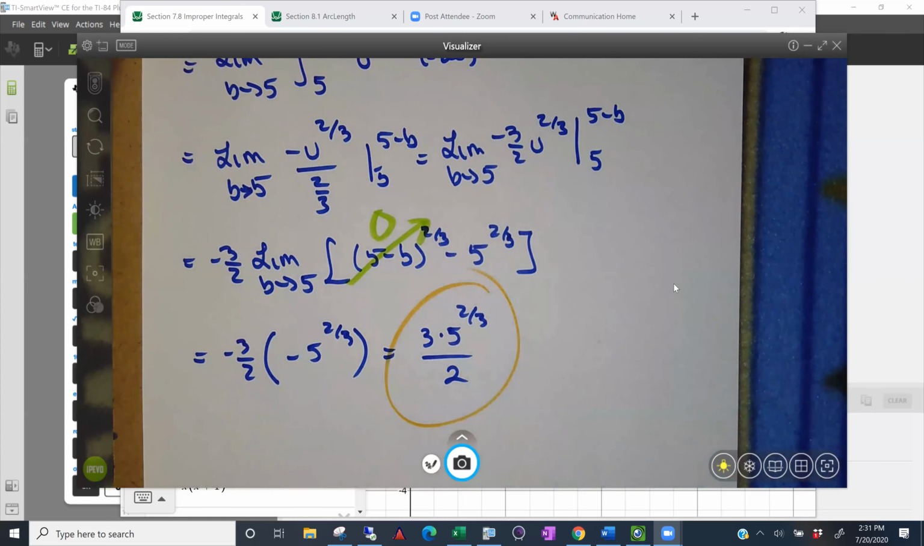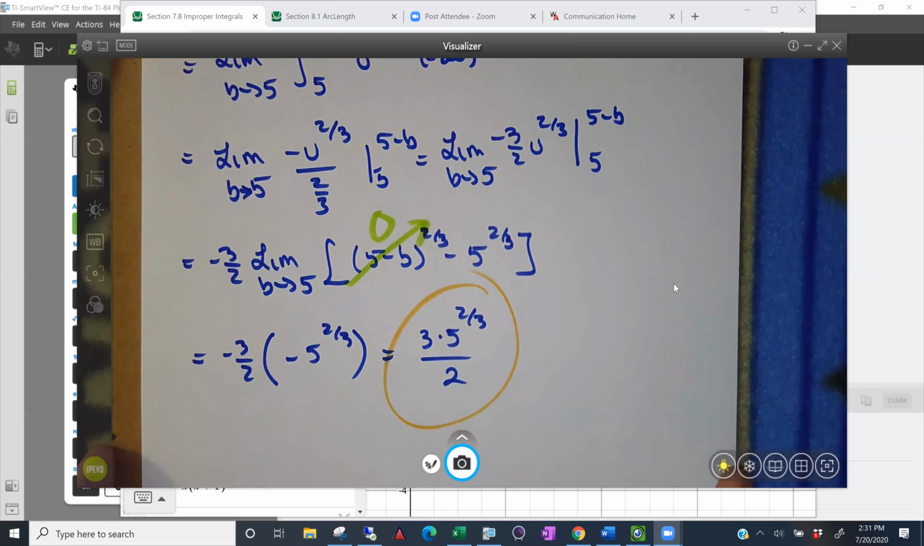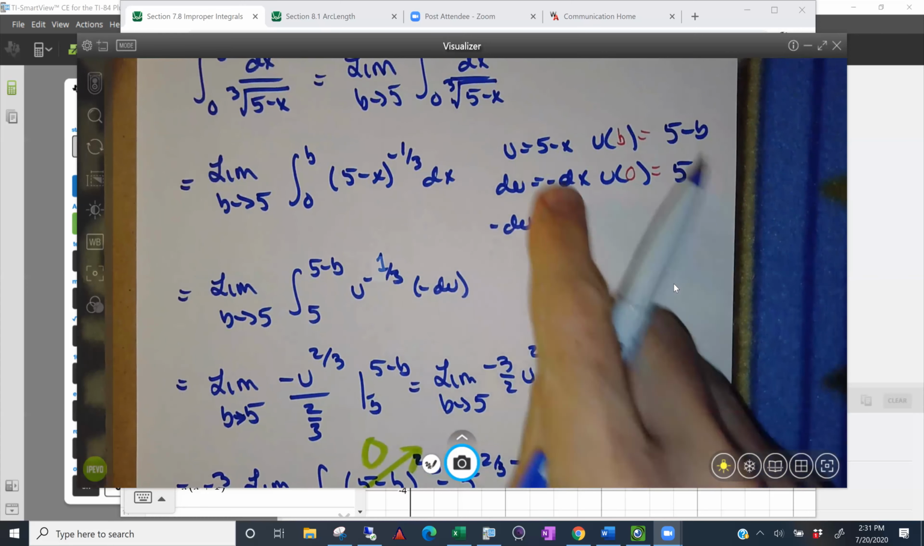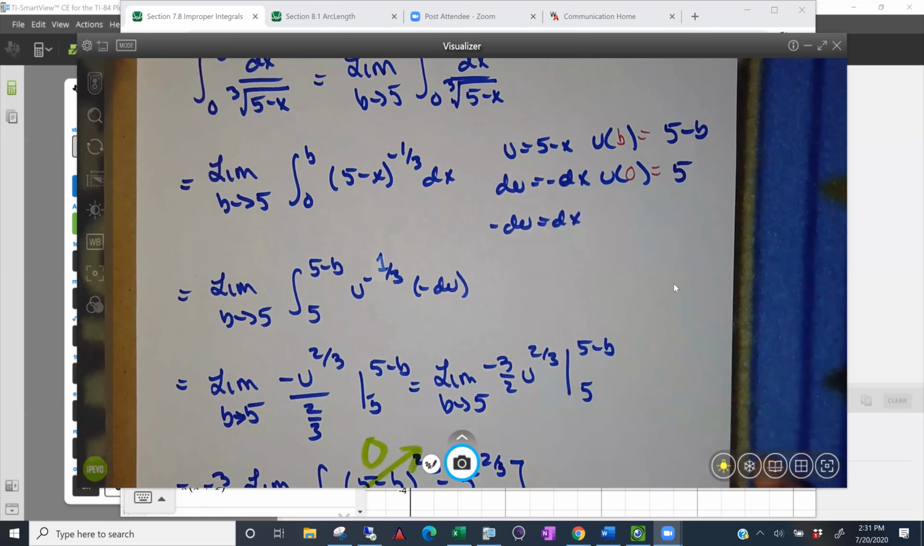Awesome. How are we looking with that one? Quick question, please. I guess I was a little confused on how it was a negative dx when we did the u substitution. I was a little confused how we got the negative dx.